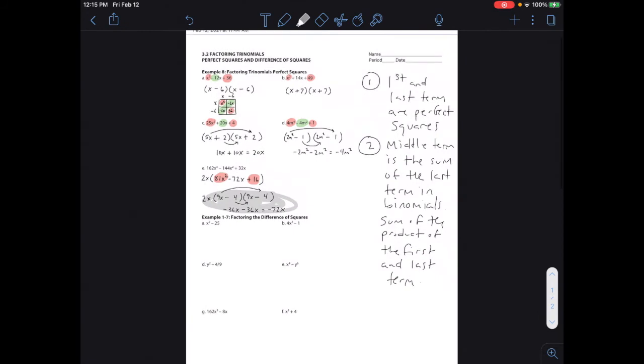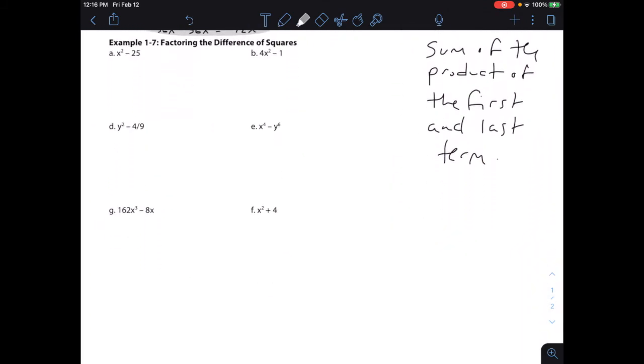Make sure that the first and last term are perfect squares. Okay, and then the middle term is the sum of the last term in the binomials or the sum of the product of the first and last term. All right, so that's factoring perfect squares. Okay, so we teach these two together because they're very similar. They both involve squares. So the second part is factoring the difference of squares.